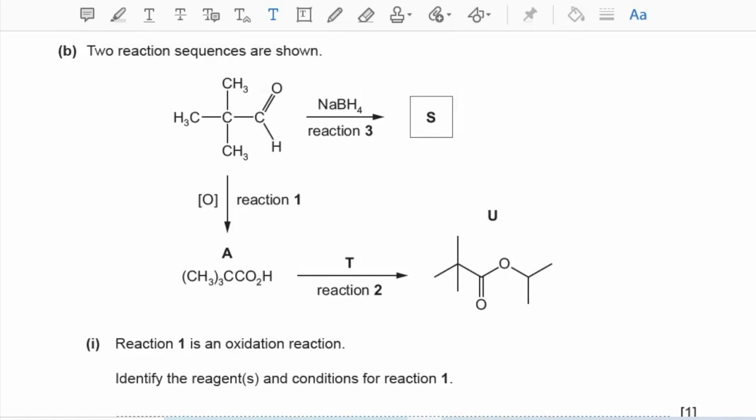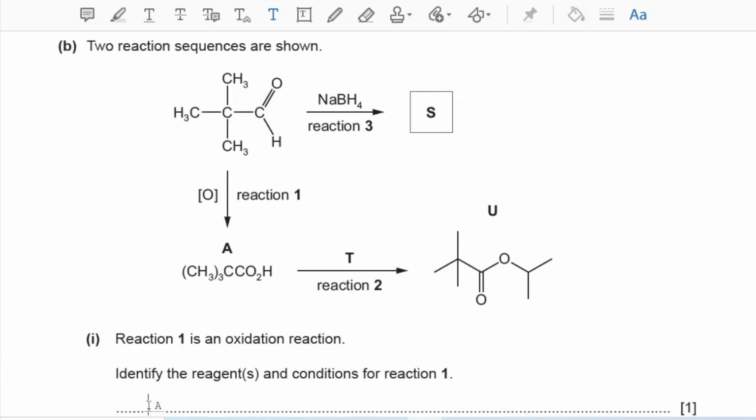Part B2, reaction sequences are shown. Part 1, reaction 1 is an oxidation reaction. Identify the reagents and conditions for reaction 1. Okay, so this is an aldehyde, this is a carboxylic acid, this is undergoing an oxidation reaction. So for the reagents, the aldehyde is turning into a carboxylic acid.